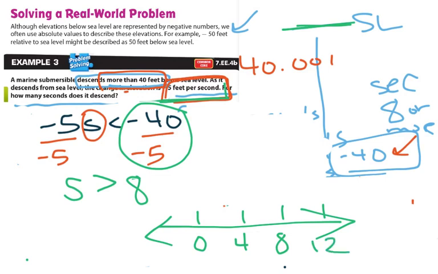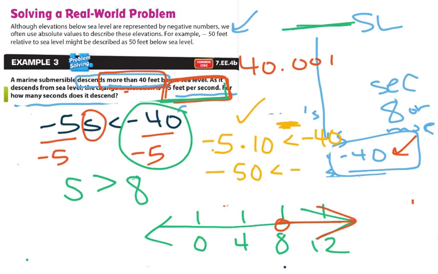If s is greater than 8, open circle, closed circle, you got it, it's open. If s has to be greater than 8, it's going in this direction, so let's try it out. Let's say that s equals 10, and we're going to do our check step. Negative 5 times 10, is it less than negative 40? Multiplying this, negative 50 is less than negative 40 because it's further away from 0, and so this is correct.